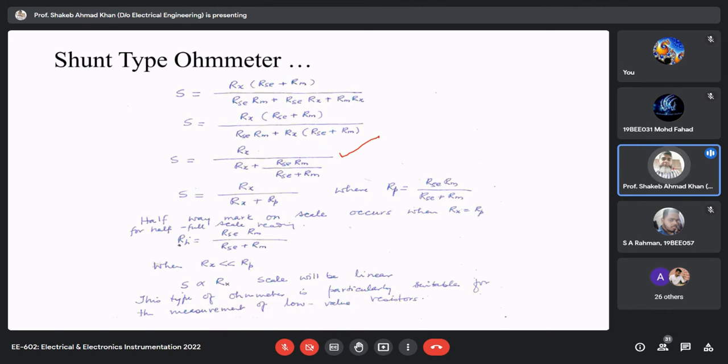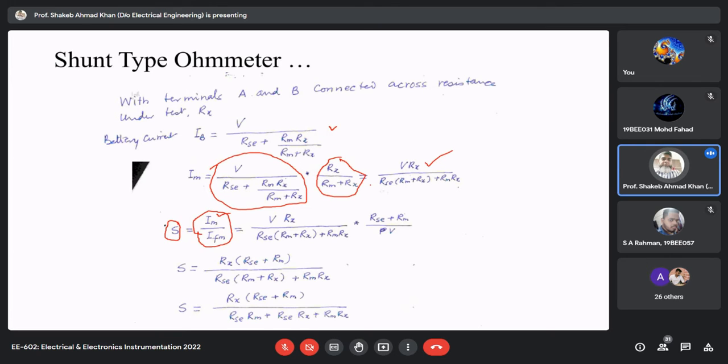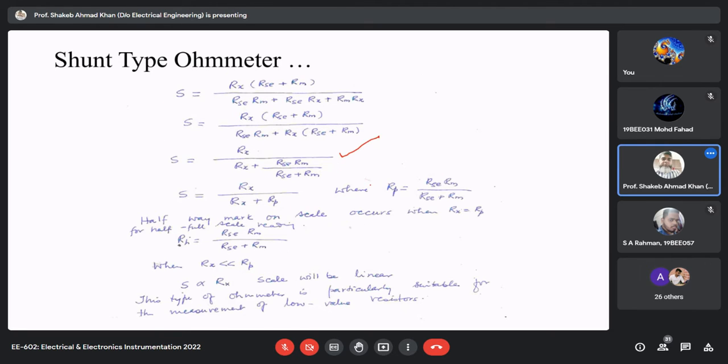Now this RSC into RM, we replaced it by RP, where RP is equal to RSC. And if anybody is having any question regarding these expressions, you can ask, please. Then we'll go to the next level. So finally we reach this expression after simplification, and then one expression is replaced by the equivalent resistance RP, that I put here.